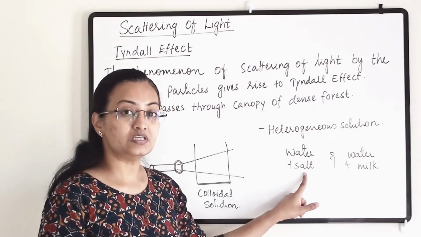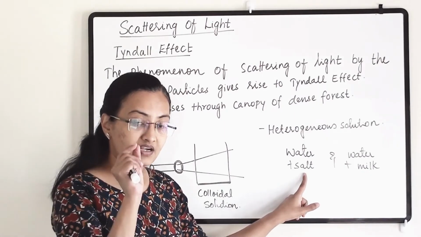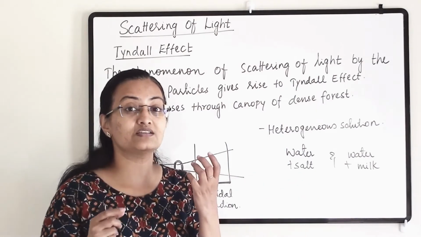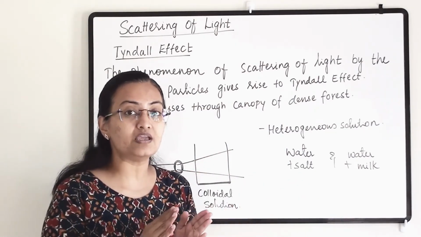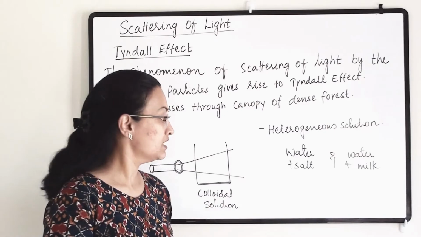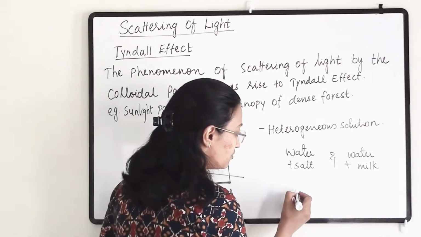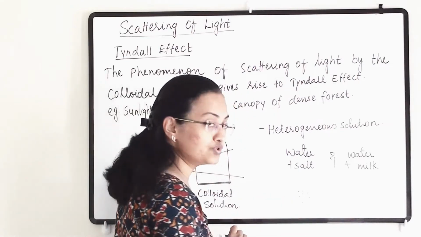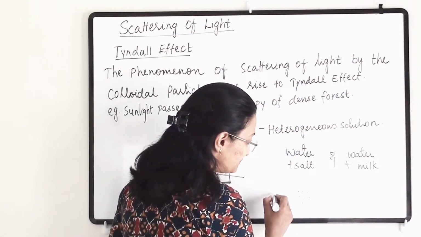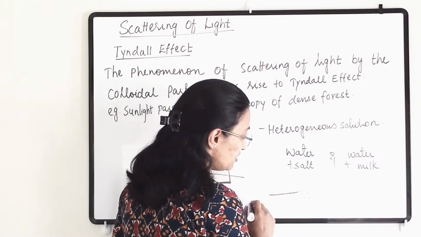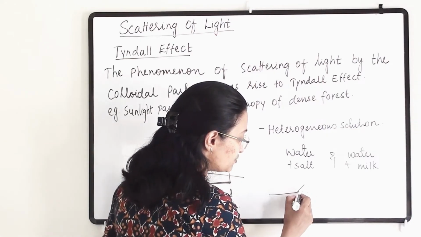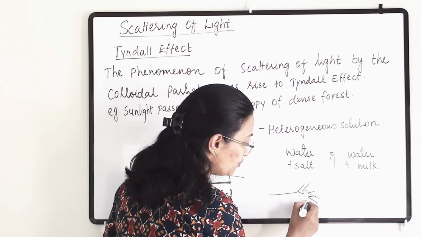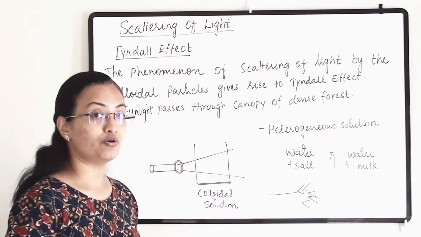For this second solution, we are adding some drops of milk into the water. This solution is a true solution. That means the particles of the solute are very small, and due to their smaller size, they will not be able to scatter the light. Now what is the meaning of scattering of light? For example, these are the particles of solute in the solution. So when light passes through this solution, this light will scatter because these particles are coming in its way. So this is scattering of the light.